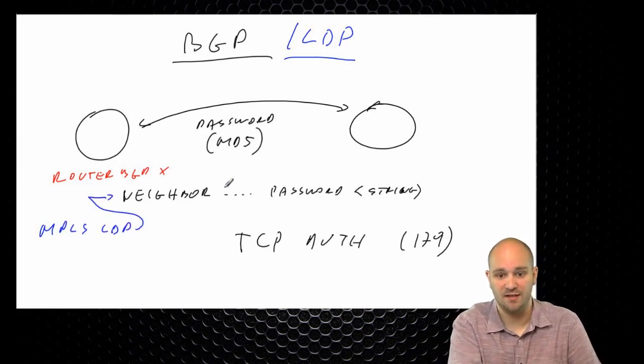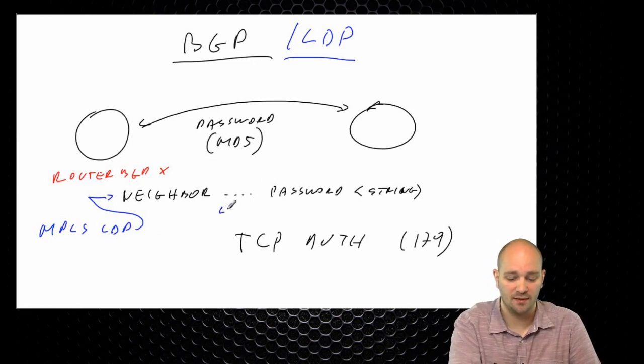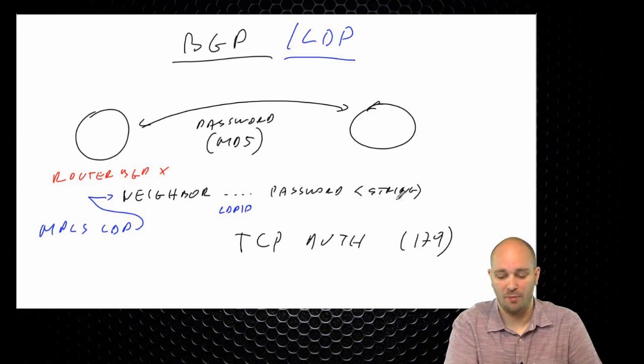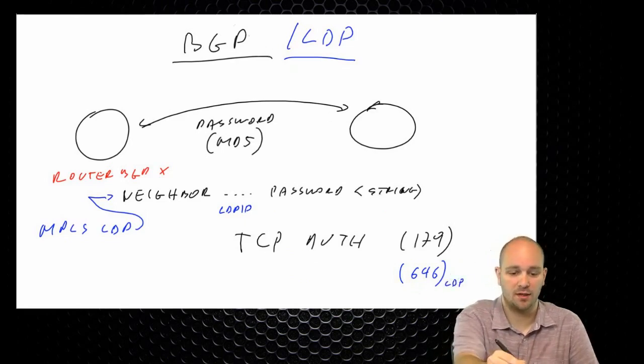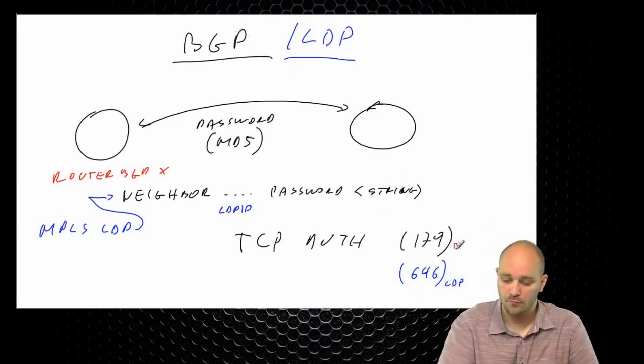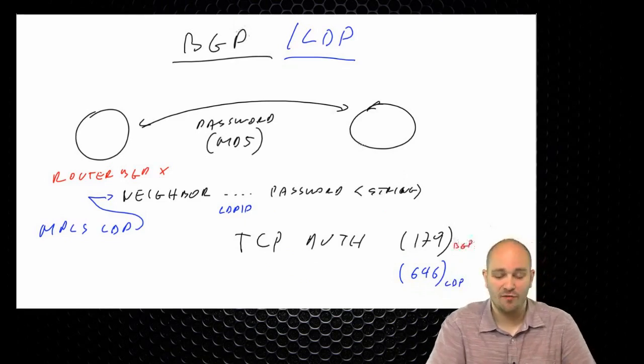Neighbor, we would specify the neighbor, which needs to be the LDP ID of the neighbor, and then we will have password and string. And again, we're going to have the TCP authentication error, and in case of LDP, we will be dealing with port 646. So this is for LDP, and this one here would be for BGP. But otherwise, they're very, very similar in the fashion in which they operate.